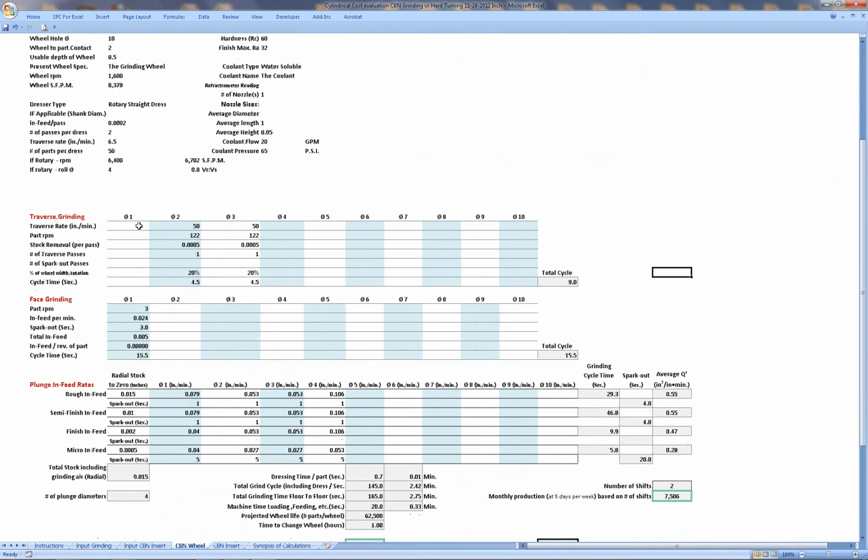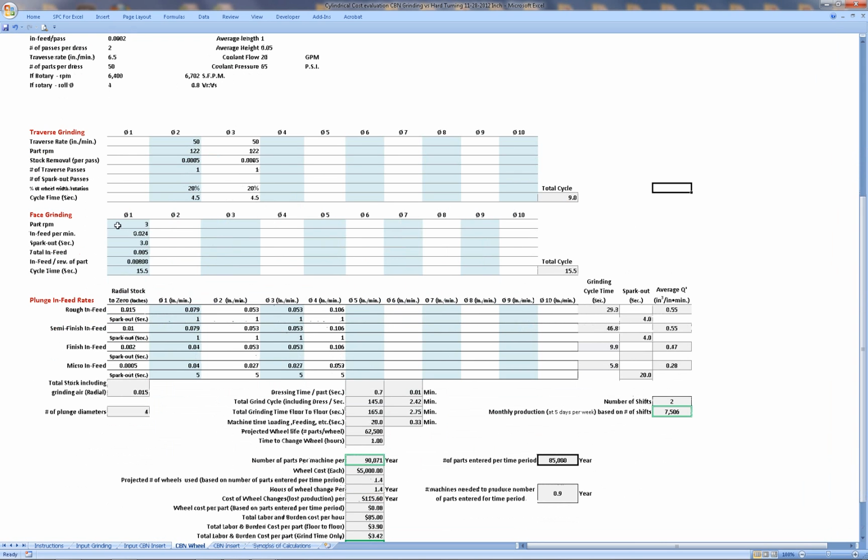We move down to the traverse grinding. Again, we skipped diameter 1, and we're only doing the 2 diameters that were wider than the wheel face, number 2 and number 3. The input data is the same: RPM is the same, amount of stock, number of passes, and it calculates out that we're running at 20% of the wheel width per rotation of the part, and the cycle time is 9 seconds. For face grinding, again, we bring over the 24, the 3 on the spark out, and the total in-feed. In-feed rate per rev is at 8 thousandths, which we saw, and the cycle time is 15.5.